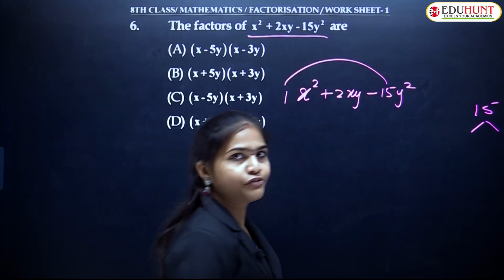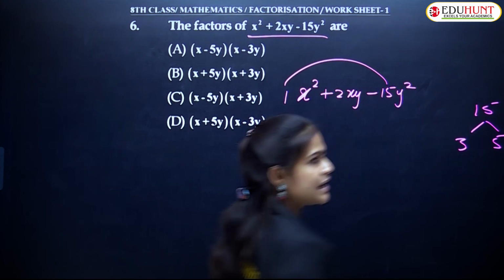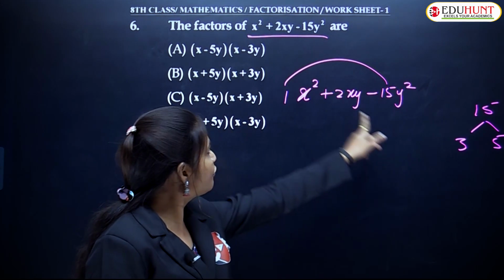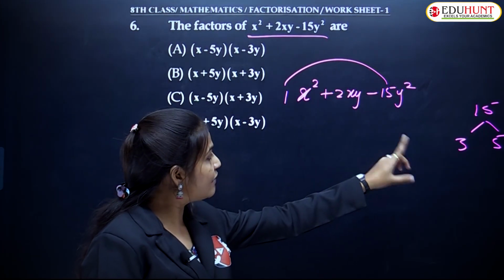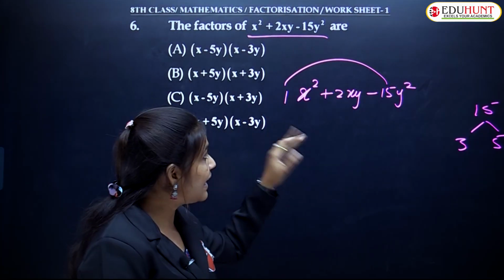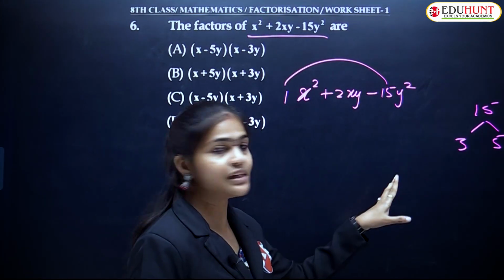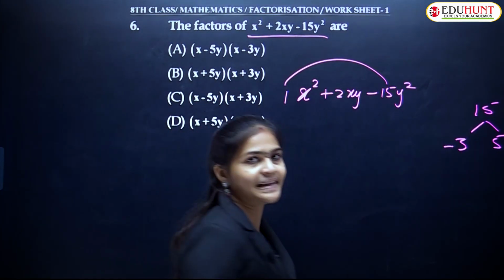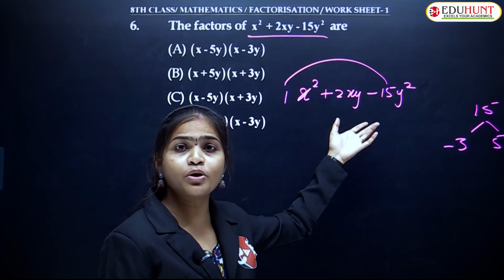3 fives are 15. Satisfying. And in the same way, the difference of 3 and 5, or 5 and 3, is 2. In that manner also those two are satisfying. If we keep the negative sign, which number should take it, 3 or 5? We have to keep the negative sign for 3. Why? Because here the value is positive.